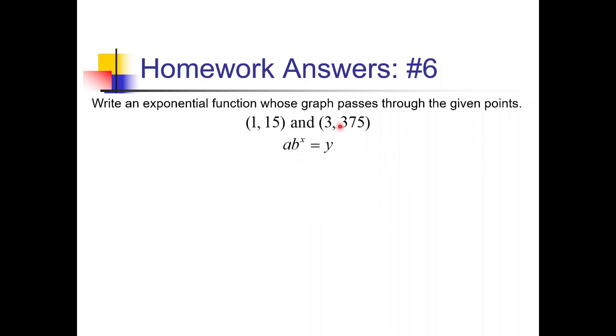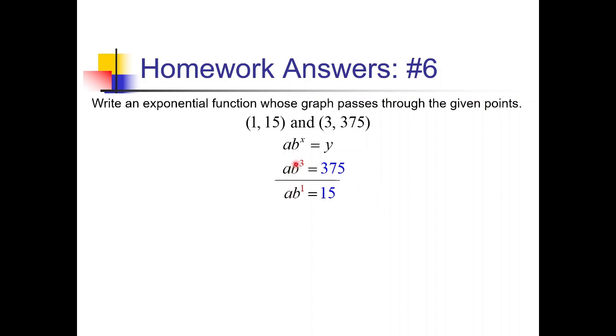So I'm going to plug in my second point first, just because of the order that I'm going to be doing things with these equations. So I can write ab to the third equals 375. And then I'll do the same thing for my first point. ab to the first equals 15. Now I'm going to divide these equations. That allows me to cancel out the a values.